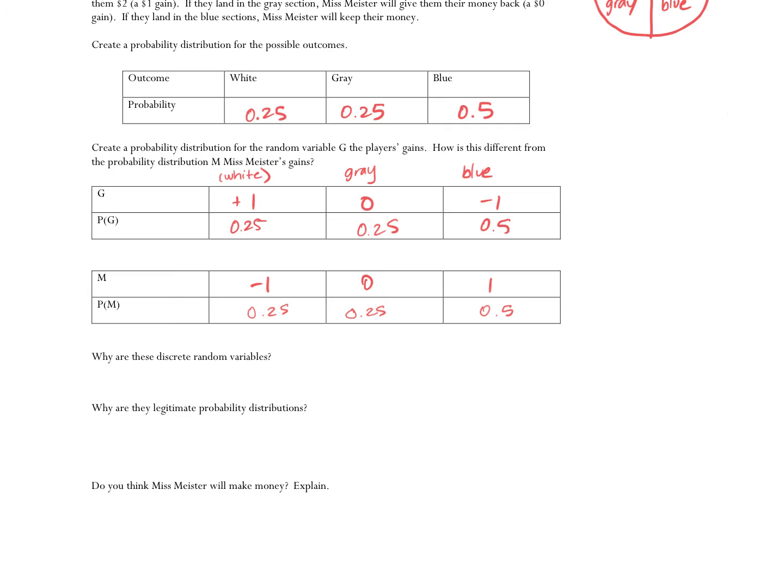Are these discrete? Yeah. How do I know they're discrete? You can't win $1.20 or can't win 75 cents, right? You either win a 0, 1, or -1, right? Okay. Are they both legitimate probability distributions? They're two separate ones. I'm going to go with yeah. Now, how do I know that? All those probabilities add to 1. It's every possible outcome.